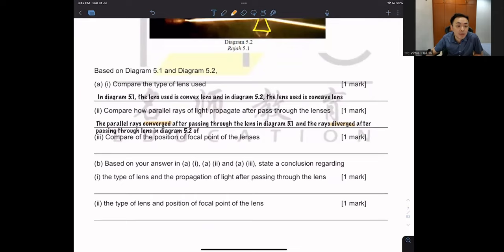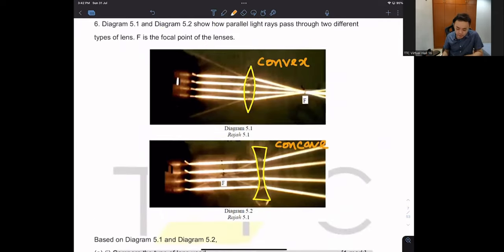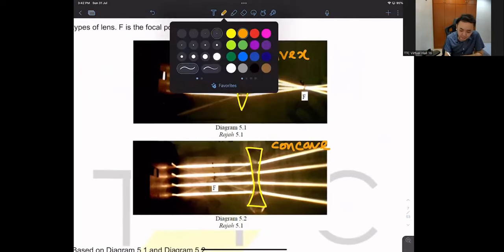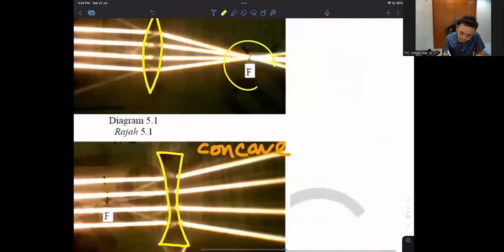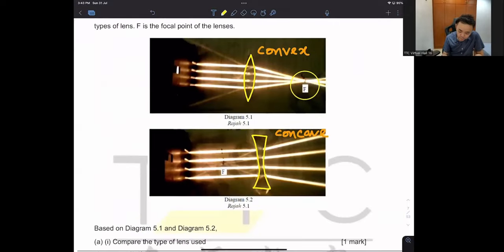Compare the positions of the focal point of the lens. Where's the focal point? That can give you, right? Now, this one focal point is here. And then this one focal point is here. Right. So, how do you compare? Well, left and right is not a good answer. Before, after lens, can, acceptable. What else?